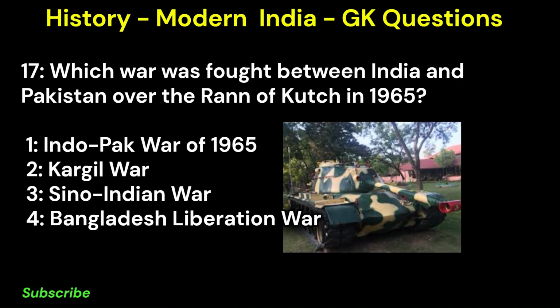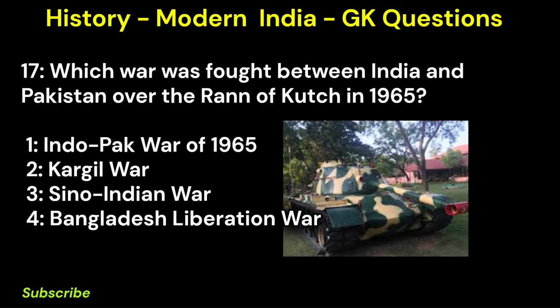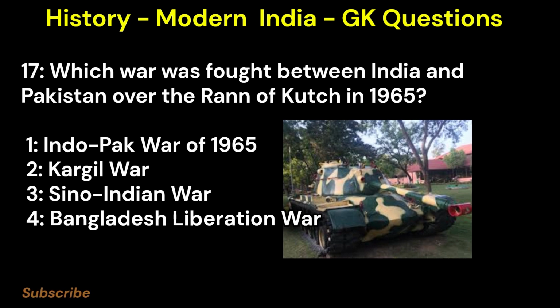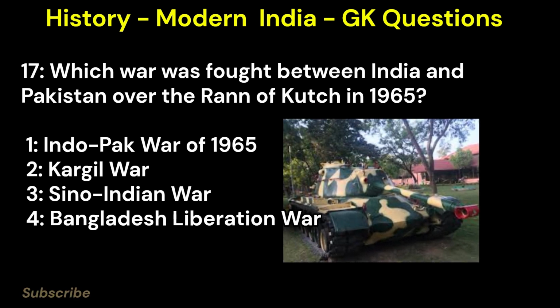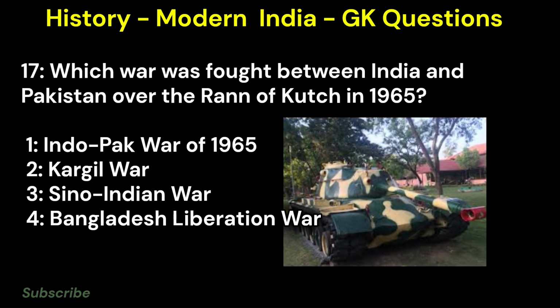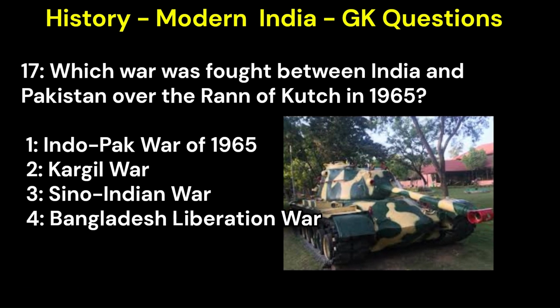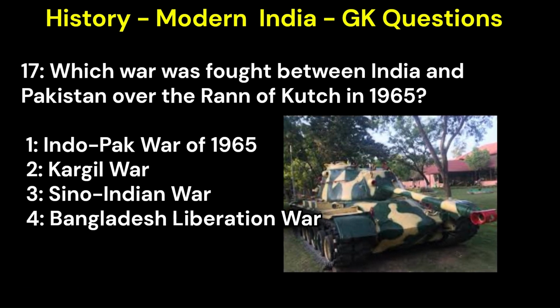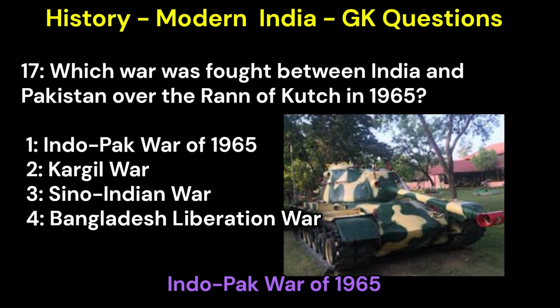Question number 17. Which war was fought between India and Pakistan over the Rann of Kutch in 1965? The options are: Option 1, Indo-Pak War of 1965. Option 2, Kargil War. Option 3, Sino-Indian War. Option 4, Bangladesh Liberation War. The correct answer is Indo-Pak War of 1965.